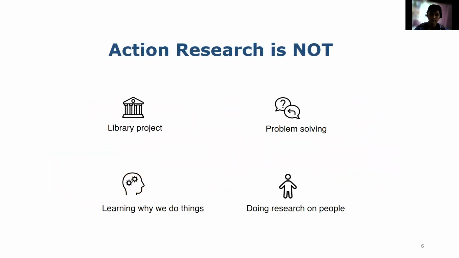So it's not a library project. Action research is not just problem solving, not just learning why we do things, and it's not doing research on people. Rather, it is about a quest for knowledge about how to improve. It involves teachers or administrators working to improve our skills, techniques, and strategies. It is about how we can do things better and how we can change our instruction to impact our students.